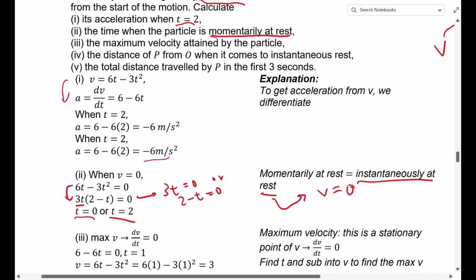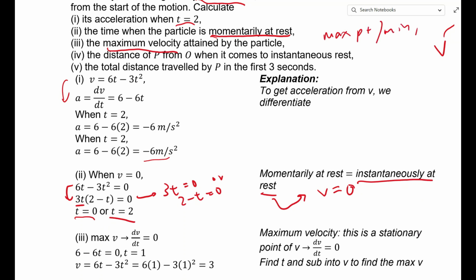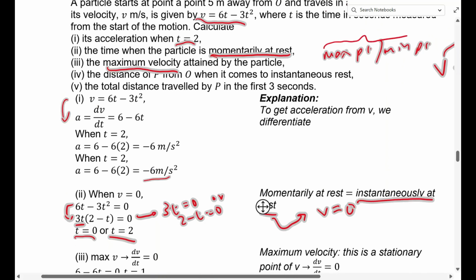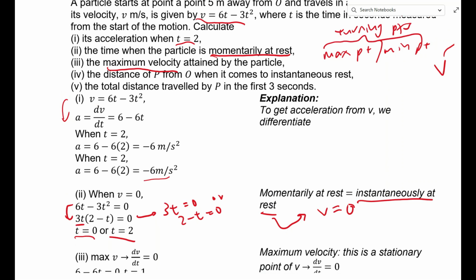Part 3. The maximum velocity attained by the particle. So for maximum velocity, you have to think of the maximum point, finding the maximum point. And how can you do that? You can find that through your differentiation techniques. So your applications of differentiation, you have learned that to get a maximum point or minimum point, so these are any kinds of your turning points, in order to find that, you will let your differentiated expression, so maybe in this case dy/dx, equal to 0.